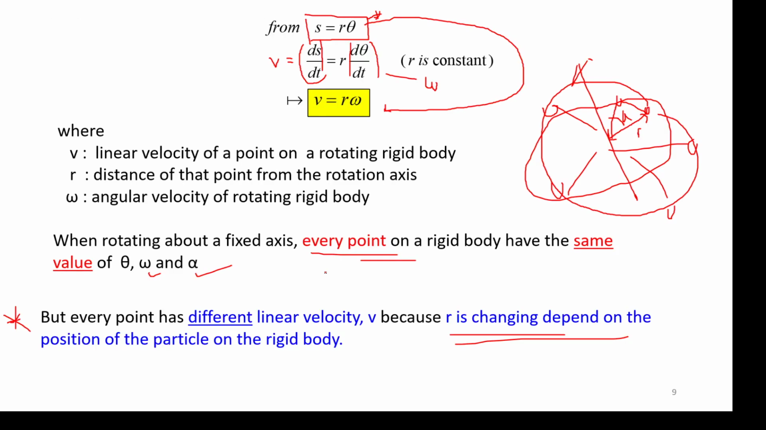Sorry, ignore what I said in the previous 30 seconds. What this means is, let's say we have another point here, another point here, another point here. Those would have different values of r, so they would have different linear velocity v.